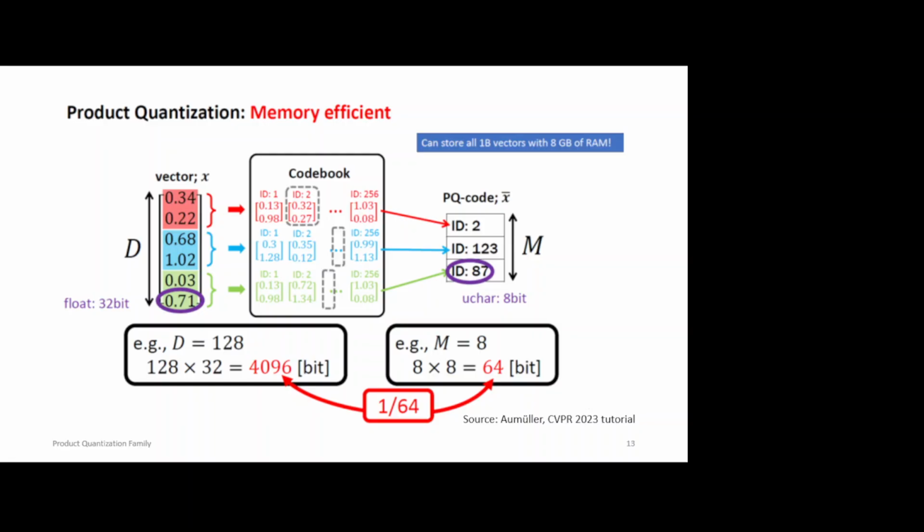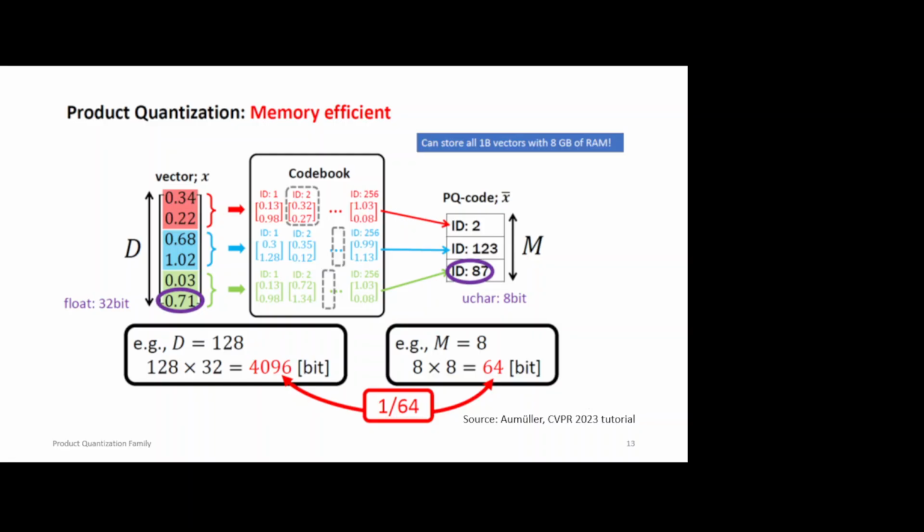In the original vector, this is only 6 dimensions, but in our application, the dimension is usually very high. So suppose the dimension is 128. Each dimension uses 32 bits, 4 bytes, to keep this vector. So in total you need about 4,000 bits to keep a vector like this.